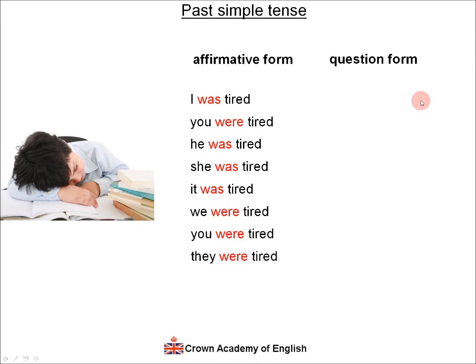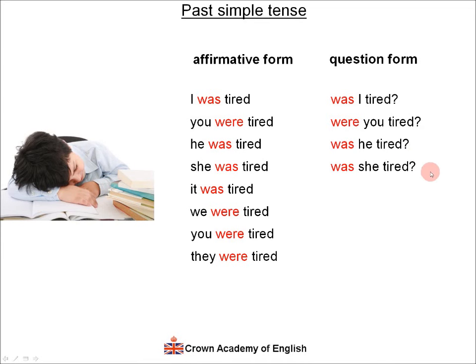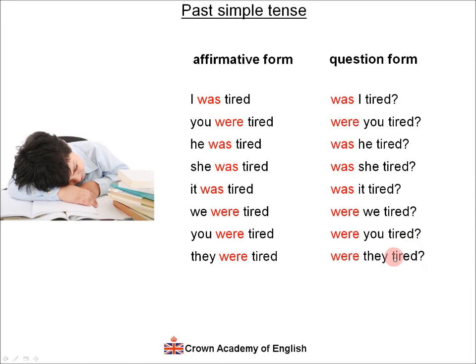The question form, again, we change the order. So we reverse the order between the subject and the verb to be. Was I tired? Were you tired? Was he tired? Was she tired? Was it tired? Were we tired? Were you tired? Were they tired? And again, we raise the voice at the end of the sentence to show that it is a question. Were they tired?